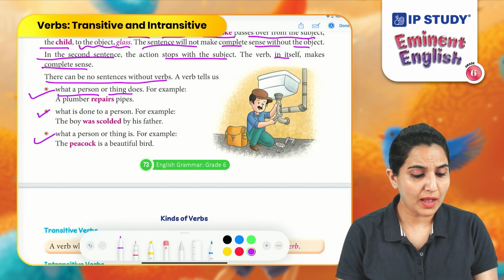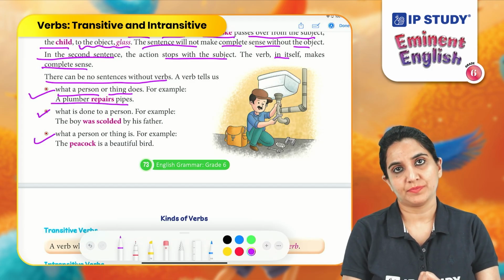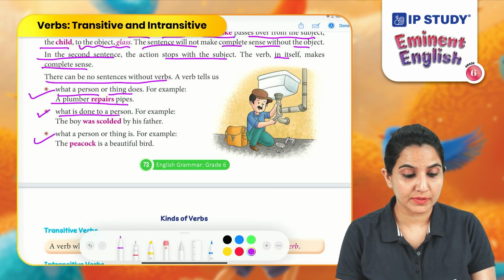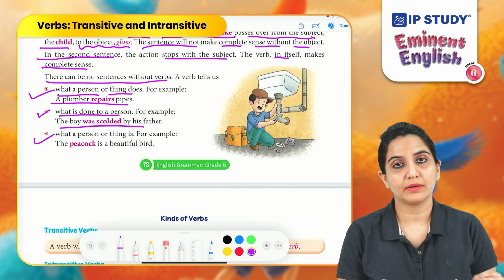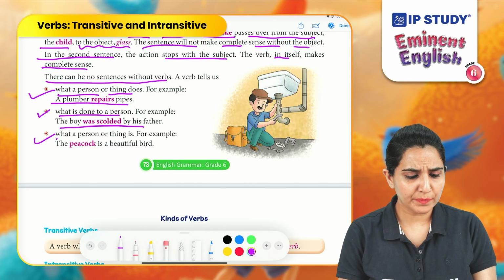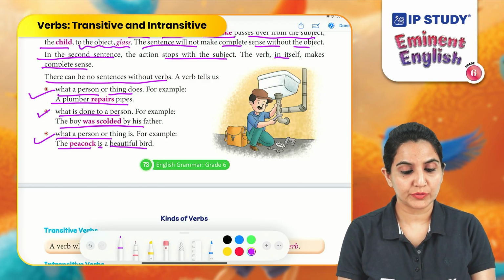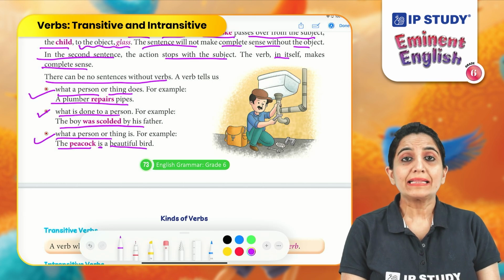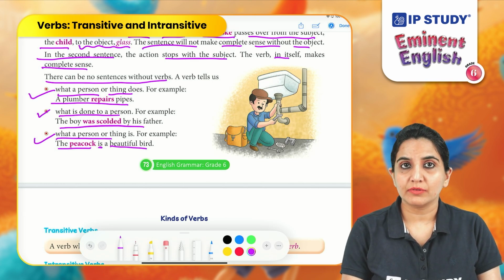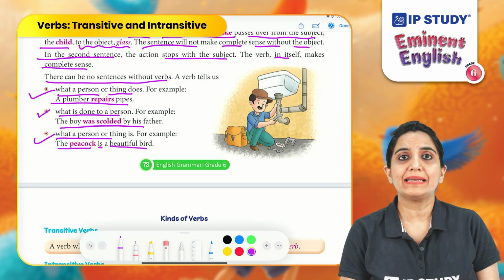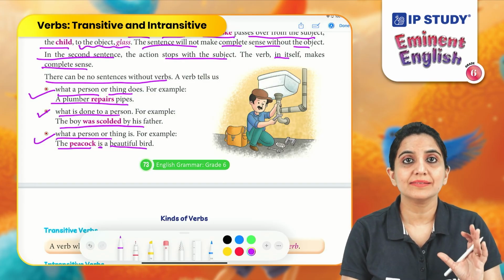For example, a plumber repairs pipes. So this is an action done by a plumber. What is done to a person? The boy was scolded by his father. What a person or thing is. The peacock is a beautiful bird. So, there can be no sentence without a verb. We require either a transitive verb or an intransitive verb to complete the sentence.